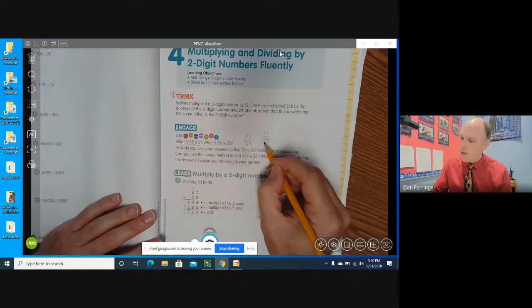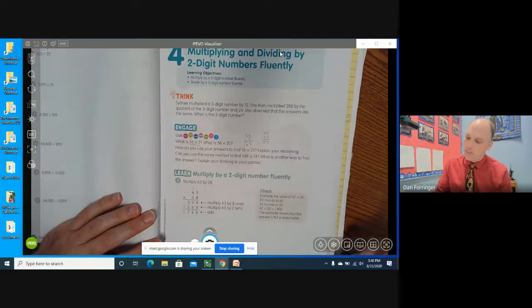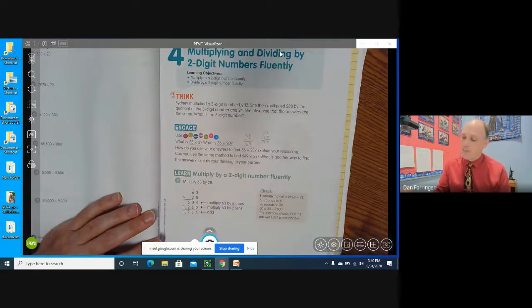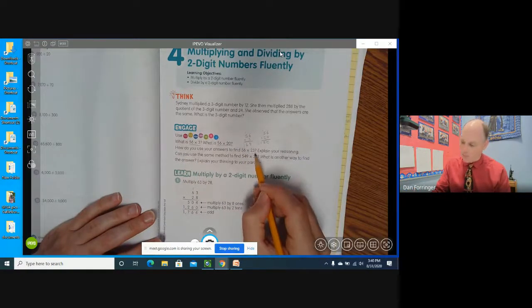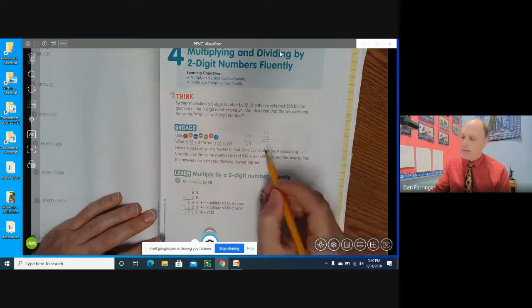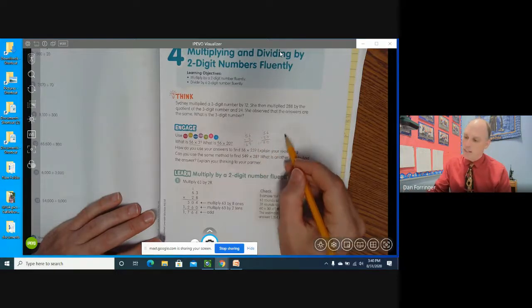2 times 6 is 12. 2 times 5 is 10, plus 1 is 11. So 1,120. All right, we got those two problems. How do you use your answers to find 56 times 23? Okay, well, after what we practiced in class today, I hope you recognize that we really did just find 56 times 23, because we did 56 times 3 and 56 times 20. And so those two answers added together would equal 56 times 23.